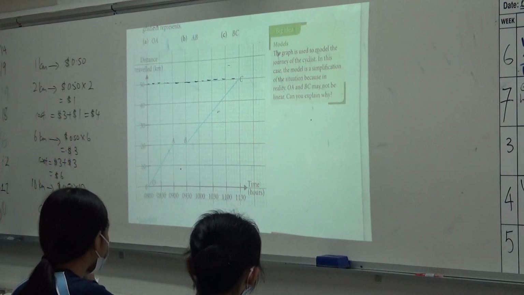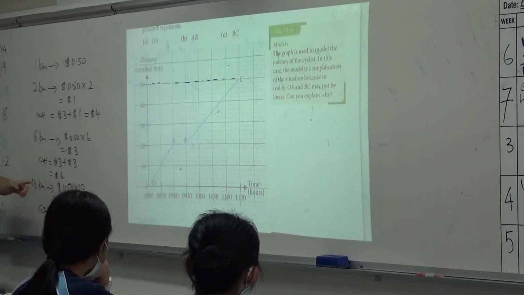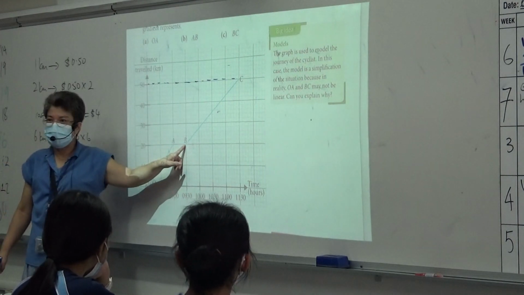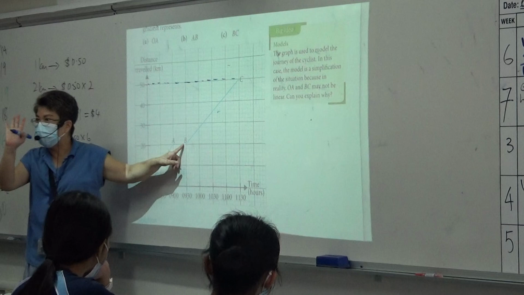Alright, at 9 o'clock, he spent half an hour replacing a punctured tire. Now, can you see here? 9 to 9:30, this one is at 20 kilometers. What do you mean by 20 kilometers? That means he did not move there.